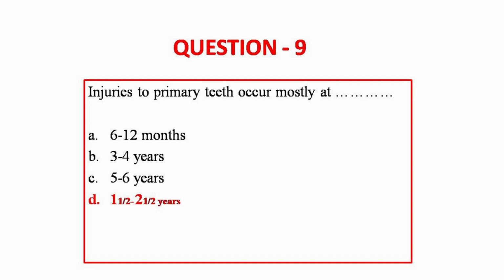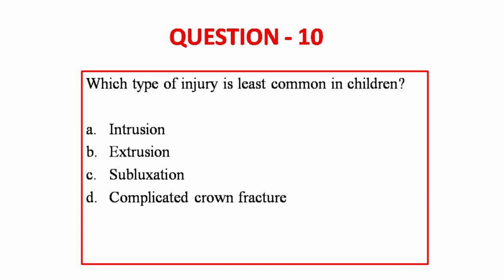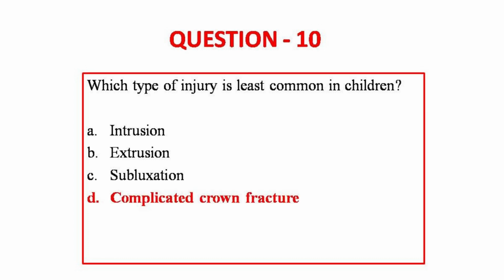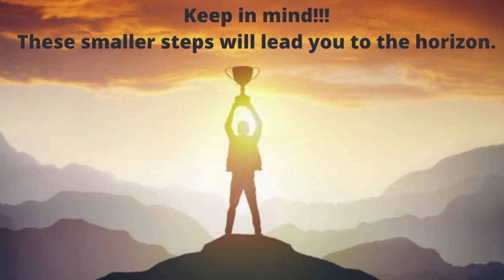So moving on to question number 10. Which type of injury is least common in children? They've given us 4 options: intrusion, extrusion, subluxation, complicated crown fracture. The answer to this question is complicated crown fracture.